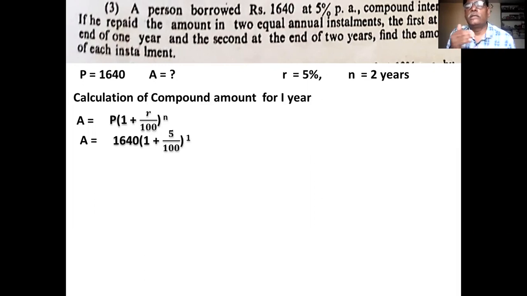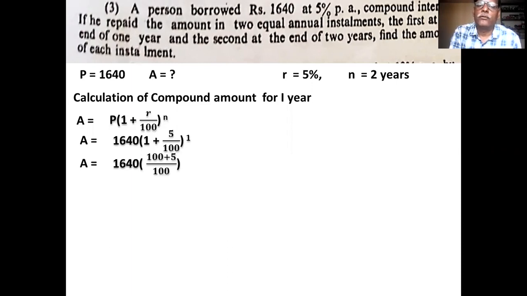Because it is an installment method problem, I am calculating the amount at the end of the first year. So I consider N as only 1. If you simplify this bracket, the N value 1 will not affect any term. It is neutral.